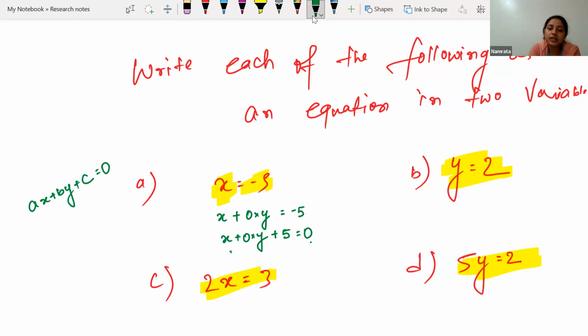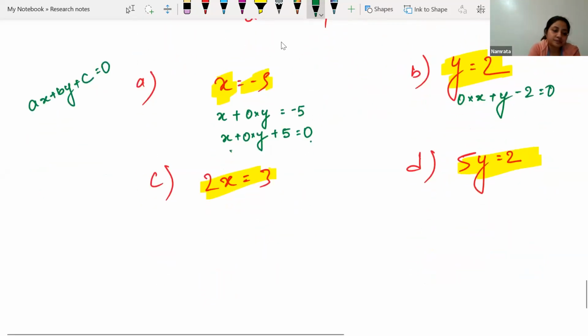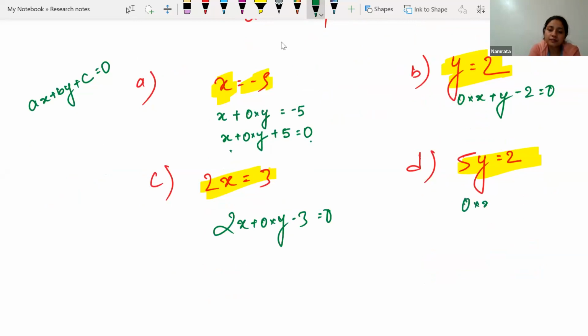This one, the other one, can you tell me what can be written over here? 0 into x plus y minus 2 equals 0. Perfect. Next one, the third one. 2x plus 0 into y minus 3 equals 0. Perfect. The last one. 0 into x plus 5y minus 2 equals 0. Perfect.